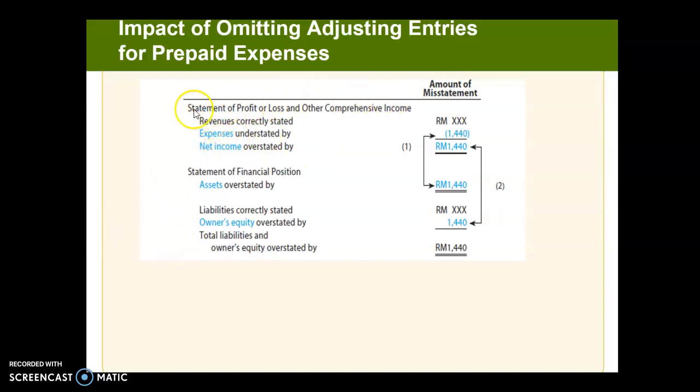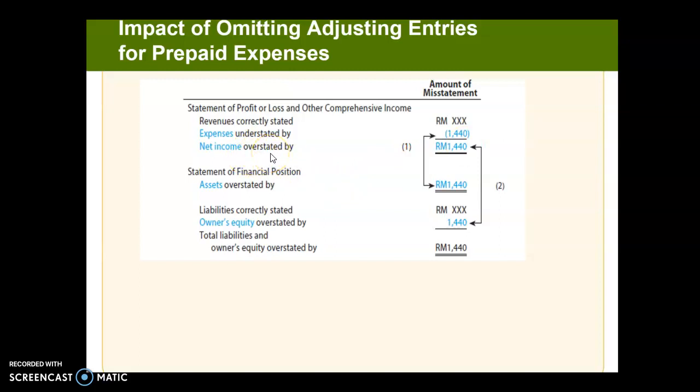Okay, so for example, if you look at the statement of profit and loss, we have revenue. Okay, we have calculated revenue. But if we did not record the adjusting entries, our expenses will be understated. If we don't record the expenses, the expenses will be understated. Okay, if expenses are understated, our net income is overstated.